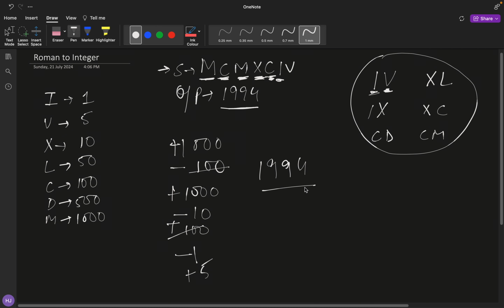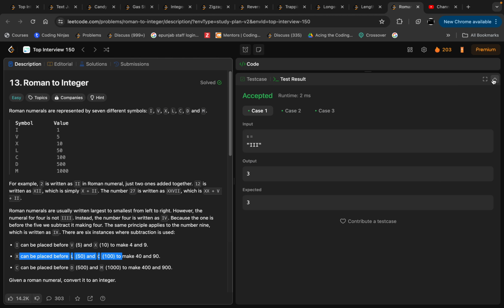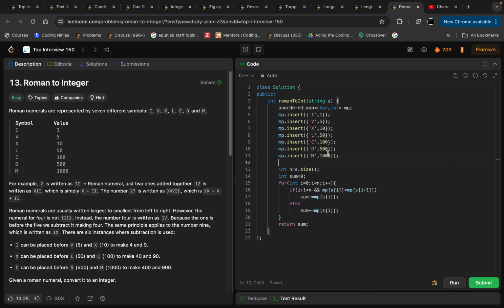So now let's code this question. It's pretty simple, and yeah, we have to follow certain rules. So now let's get started with the code. Since I've already coded, I will be inserting all of these values in my map with their respective values, and I will be storing my answer, the integer value, in my sum. So what I'm doing is I'm just checking the next element, whether its value is greater than my current or not, and if it's greater, then I will simply subtract that value from my answer, or otherwise I will add my values to the answer, and I will simply return my sum.